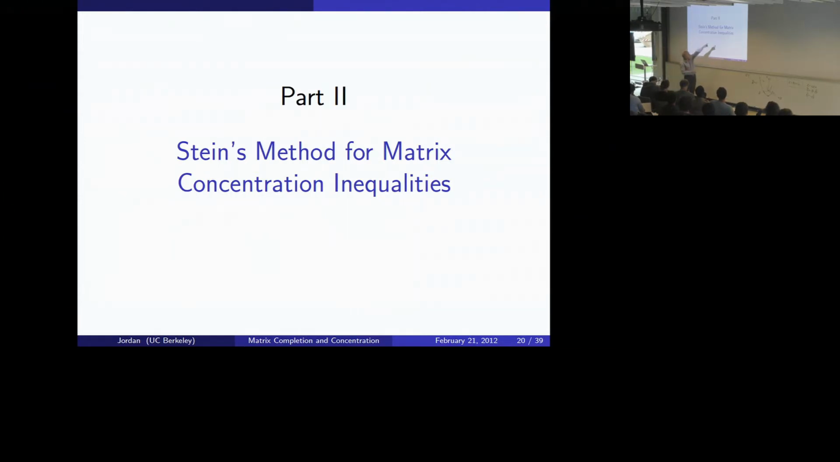Part of the reason I'm doing this is because this is about matrix concentration. There are lots and lots of good tutorials out there about concentration of random variables, Bernstein and so on, but much less about matrices. And Stein's method turns out to do that.